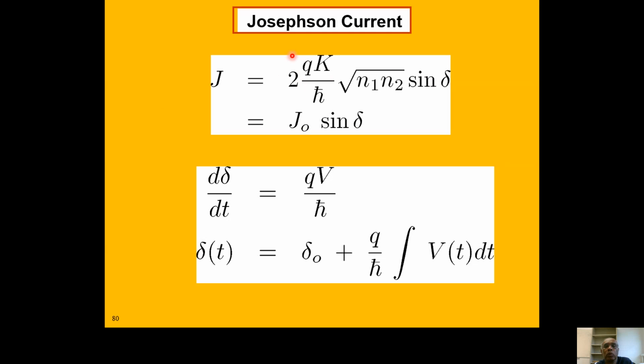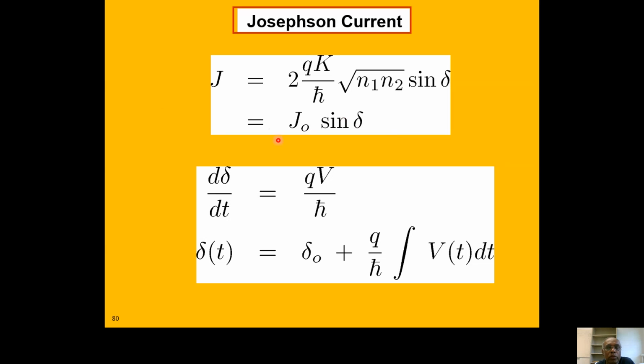So we write this whole thing as J0. Then your Josephson current is J0 sine delta. You can see even if I don't have any electric potential, you will have some Josephson current. That's also the sinusoidal curve, right? So that means even with zero voltage, you will have an AC current. That's called the Josephson current.